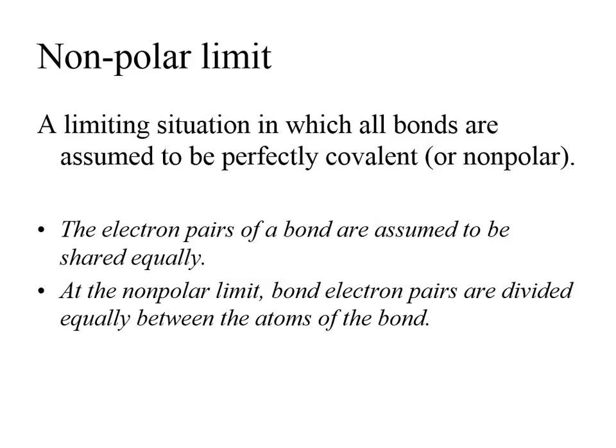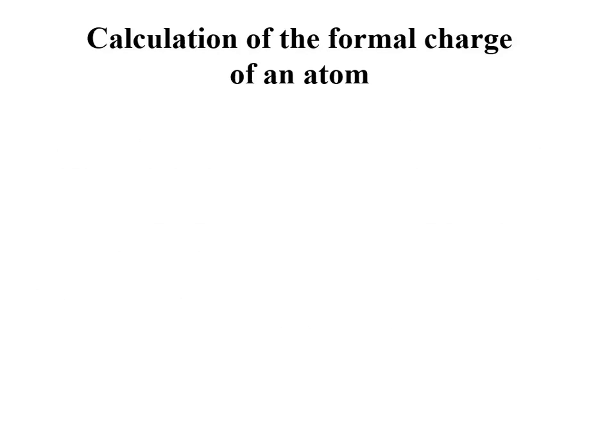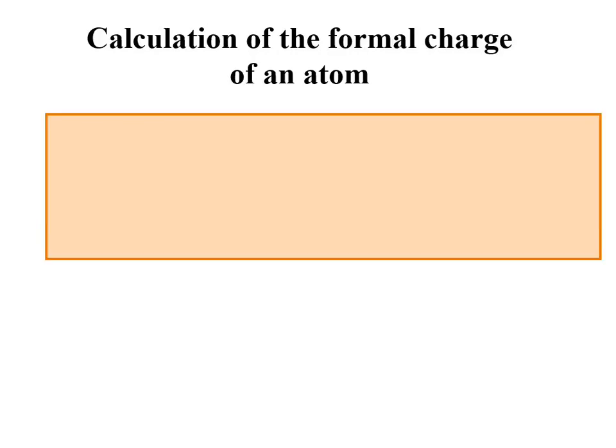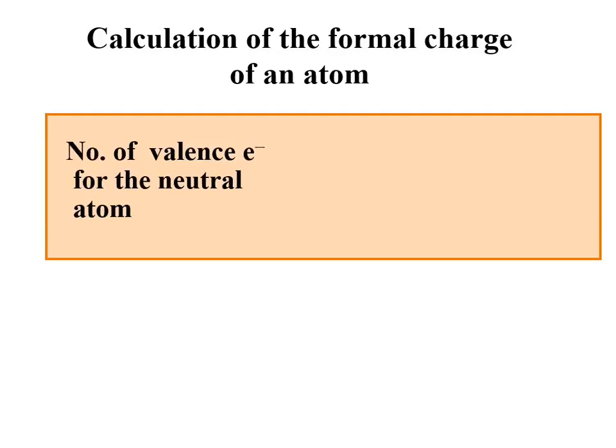So what are the electrons at the nonpolar limit? They're kind of fun once you do a few of them. It's almost easier to show you than to describe. It's a little subtraction problem, and it's got 2 terms. The first term you get off the periodic table: the number of valence electrons. We've been doing a lot of that. For group A elements, it's the group number. That's your first term.